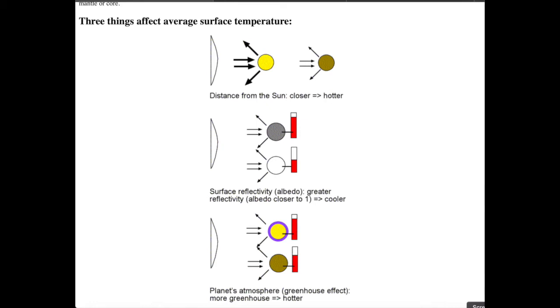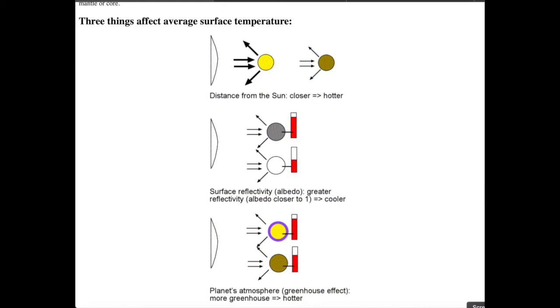Three, the planet's atmosphere can trap heat in what's called a greenhouse effect. The greater the greenhouse effect, the hotter the planet will be. A planet's atmosphere can also hinder the rate that energy flows inward from space to the ground.